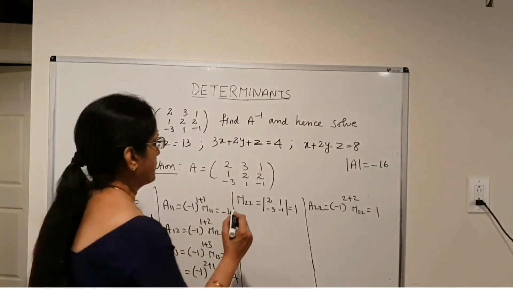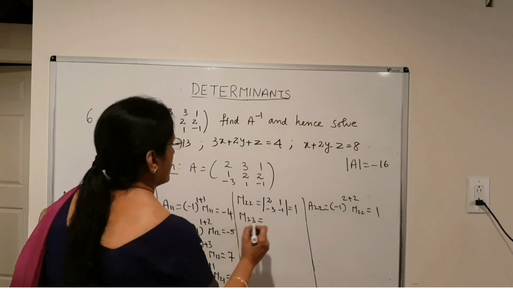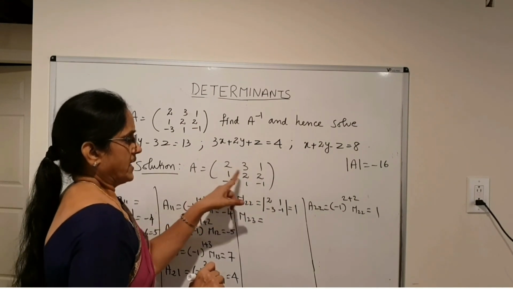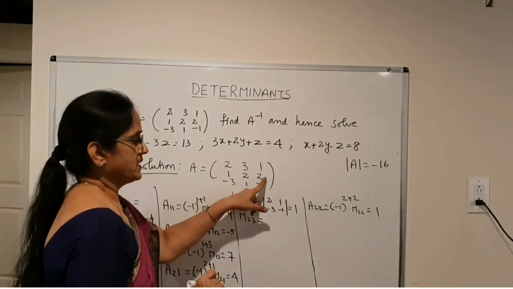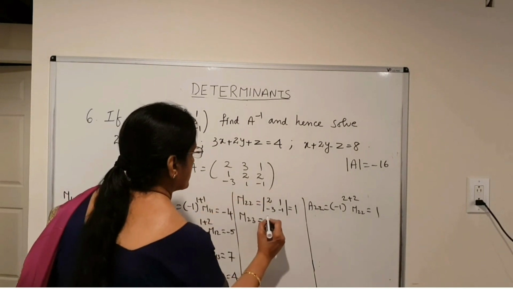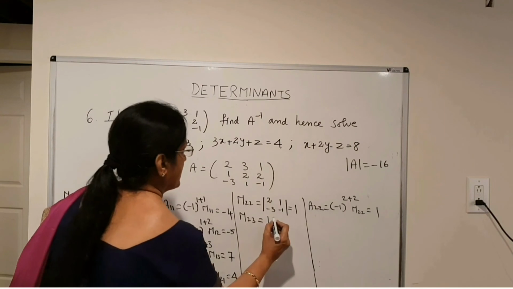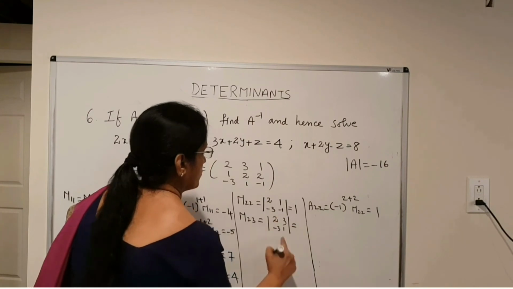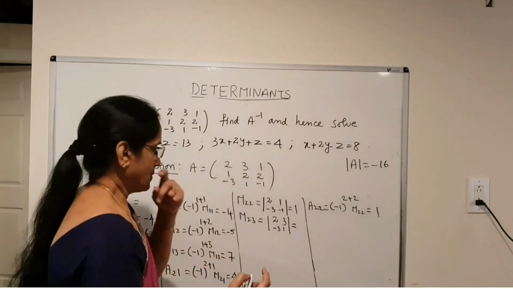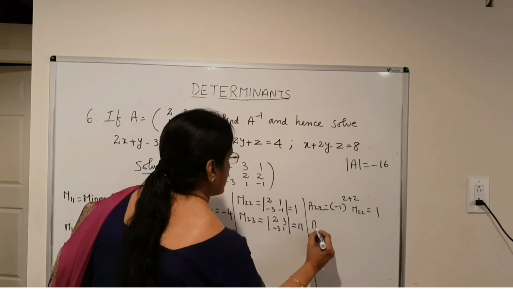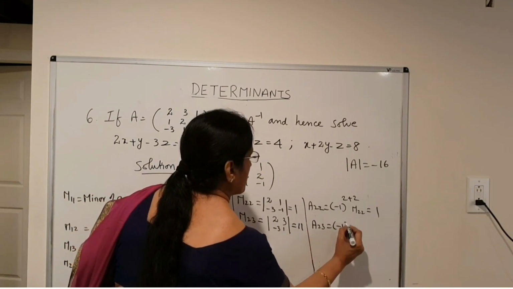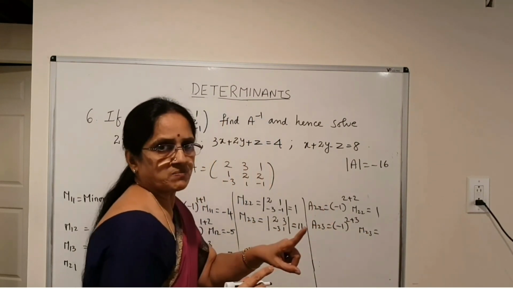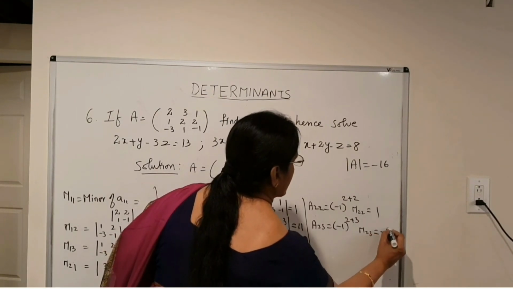Now let us find out M23. M23 will be the minor of the element 2, that is A23, second row, third element. Leaving the second row and the third column, I will have 2, 3, minus 3, 1, which is going to be 2 plus 9, which will be 11. So the corresponding A23 will be minus 1 to the power 2 plus 3 into M23. Minus 1 to the power 5 is minus 1. Minus 1 into 11 will give me minus 11.